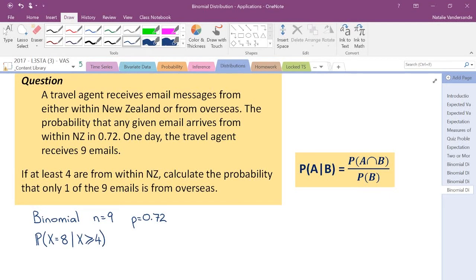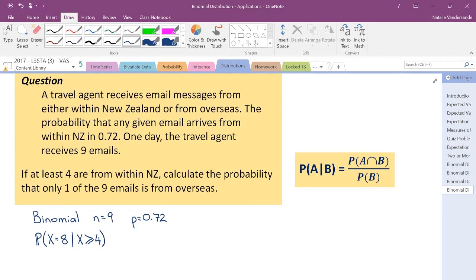So our probability statement looks like this. I've turned both parts of the probability statement to be about receiving emails within New Zealand. So instead of only one of the 9 emails is from overseas, I've turned that to be 8 of the emails are from within New Zealand, given, which is stated by the if at the beginning of the question, at least 4 of the emails are from within New Zealand.